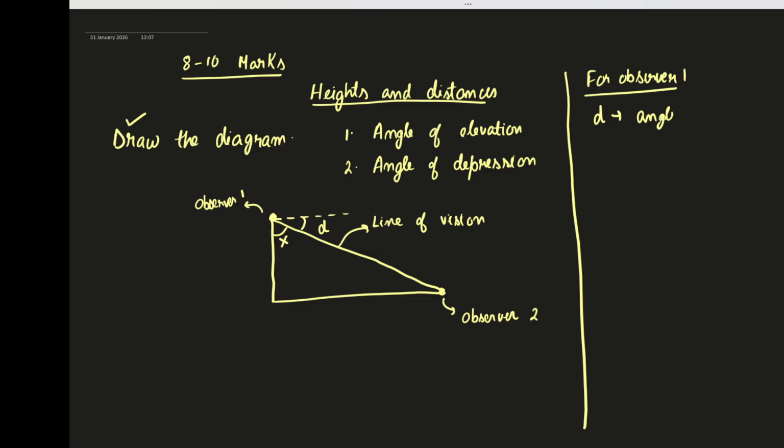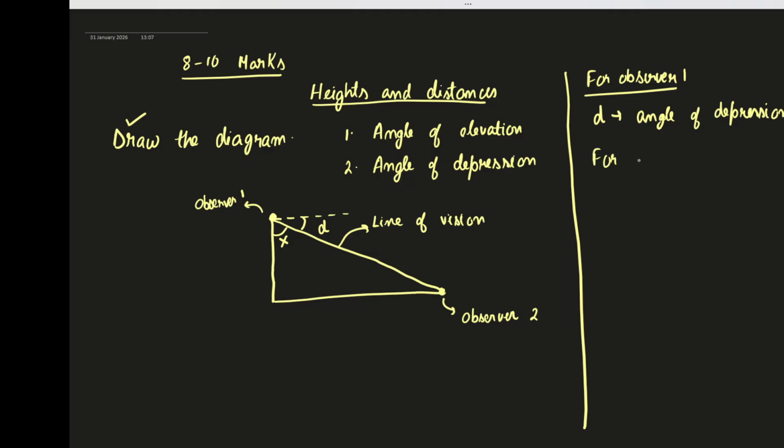Why angle of depression? Because he is observing something which is below his line of reference. In some books, you might have seen that the line of horizon is also known as line of reference. It's the same thing. I prefer to call it horizon. So D is the angle of depression. Why is it a depression? Because observer 1 is standing at a point above observer 2, right? So whenever I'm observing something which is below my line of reference, I will call that angle the angle of depression, right? So this is for observer 1.